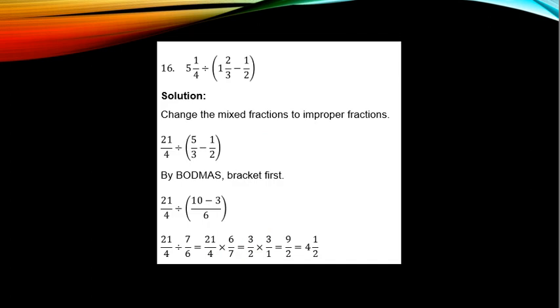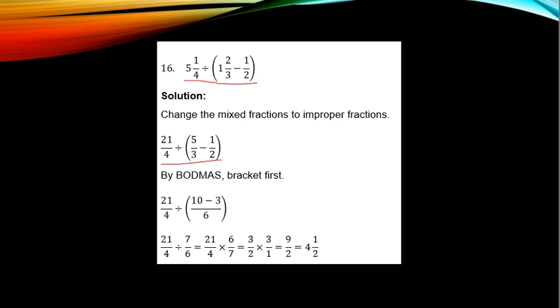Example 16. Check it out. 5 whole number, 1 over 4, divide by bracket open, 1 whole number, 2 over 3 minus 1 over 2. First is to change the mixed fractions to improper fractions. When you do that, you have this.